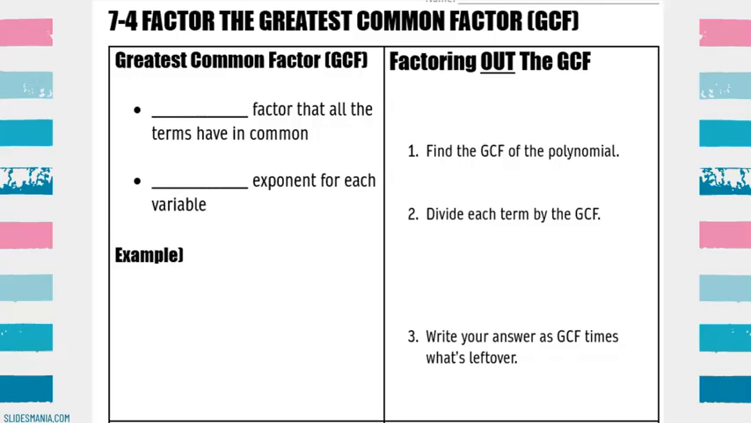We're going to put that together and do an example in our notes. So if you don't have your notes out, make sure to get them out. All right, so a greatest common factor, or GCF, is the largest factor that the terms all have in common.